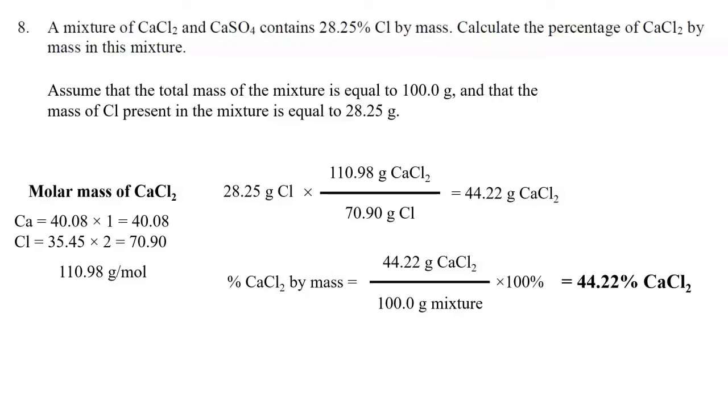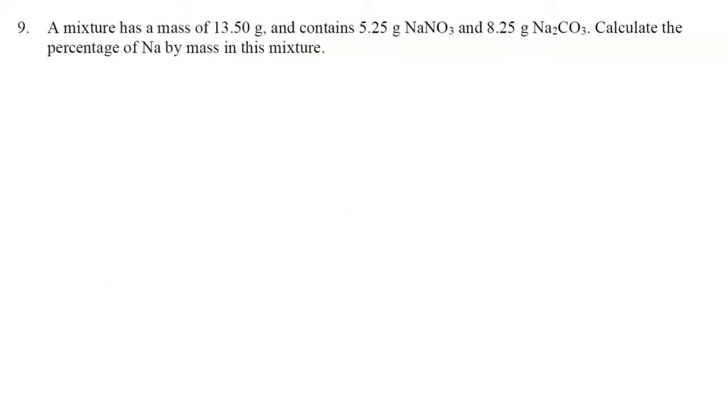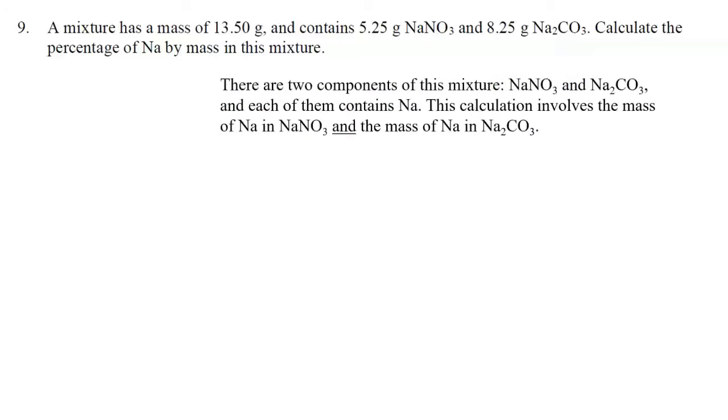All right, moving on to number 9. A mixture has a mass of 13.50 grams and contains 5.25 grams of sodium nitrate, NaNO3, and 8.25 grams of sodium carbonate, Na2CO3. Calculate the percentage of sodium by mass in this mixture. Well, there are 2 components of this mixture, the sodium nitrate and the sodium carbonate, and each of them contains sodium. So what we have to do is figure out how many grams of sodium are in sodium nitrate in this mixture, and how many grams of sodium are in the sodium carbonate in this mixture.